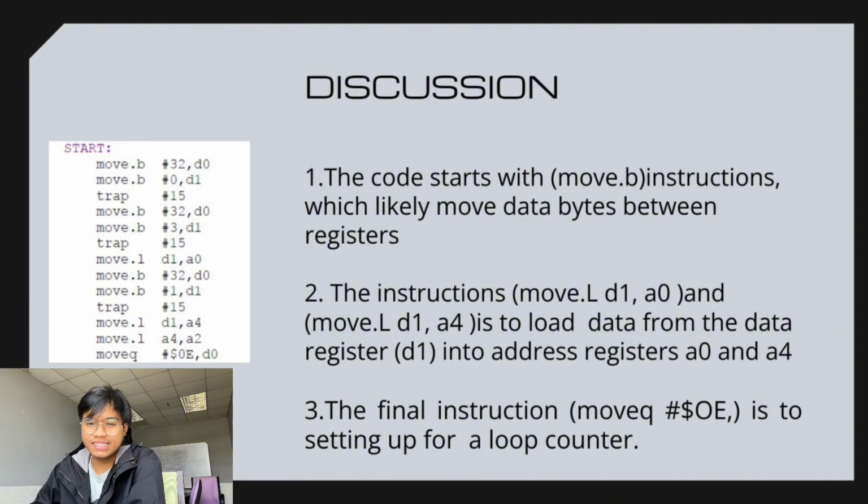In this discussion, we divided our discussion into 5 branches, where these 5 branches explain the content of our coding. So the first branch starts with initialization, where the code starts with the move B instruction, which is likely to move data between the registers. And during initialization, there are instructions such as move L D1 to A0 and move L D1 to A4, which is to load data from the data register D1 into address registers A0 and A4. And finally, the last instruction in initialization is setting up a loop counter.